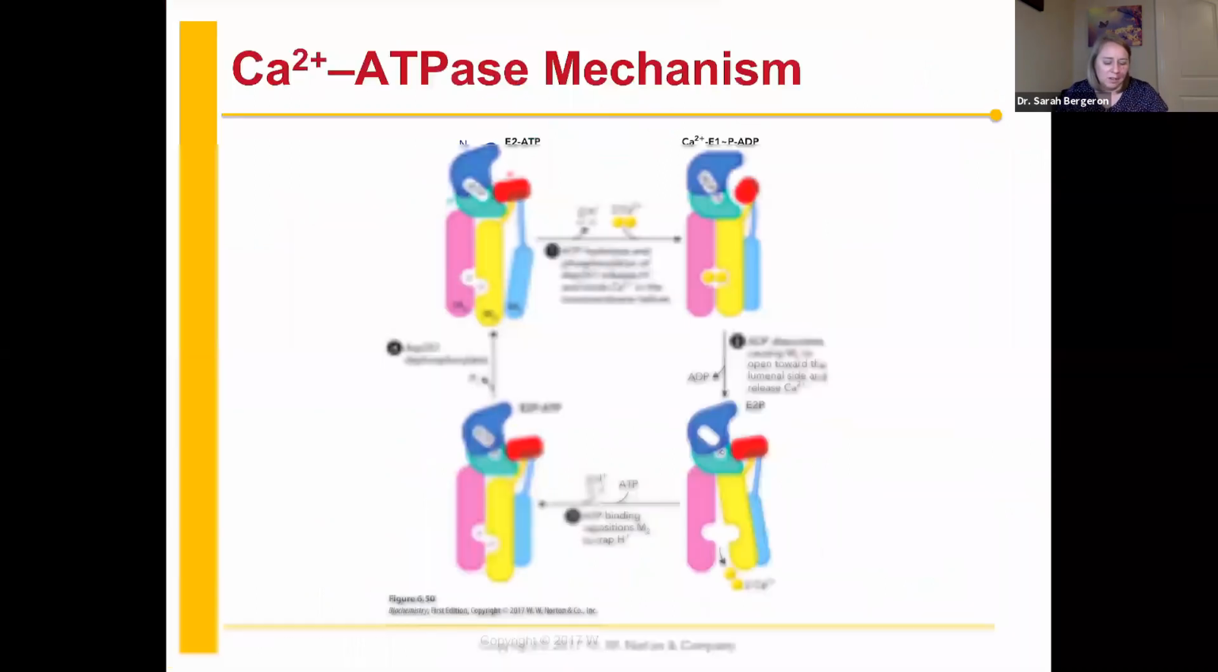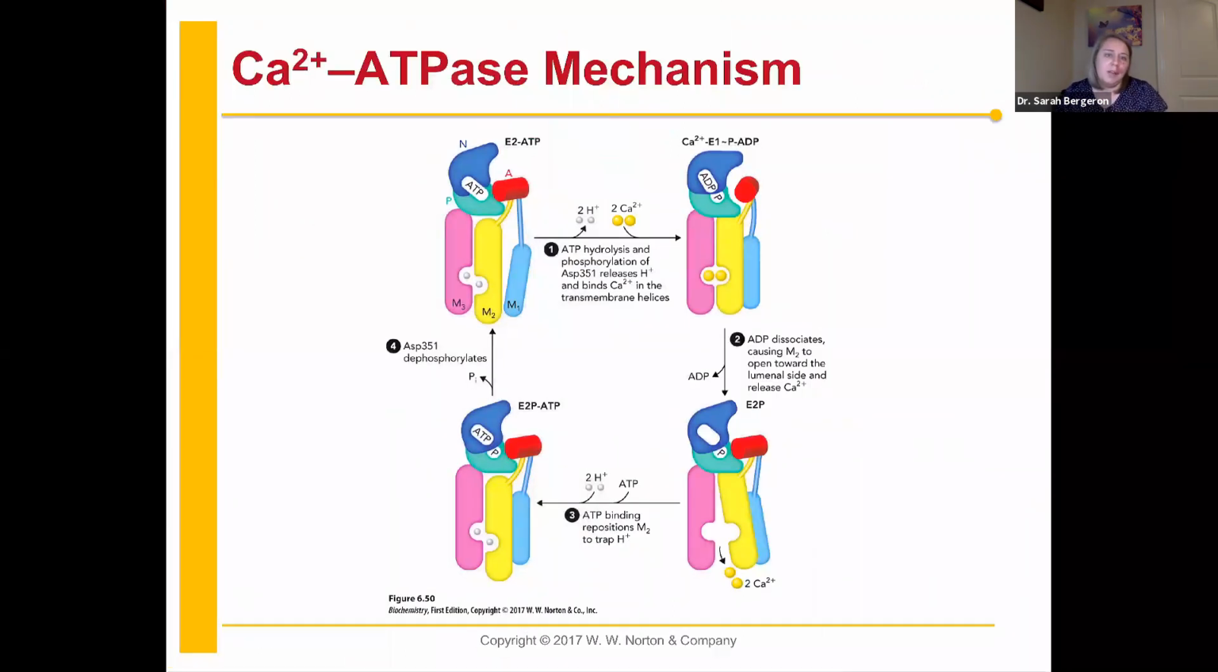That's a lot. All right, here's another example of a P-type transporter. This is called the SERCA, S-E-R-C-A. So it's the sarcoplasmic endoplasmic reticulum calcium ATPase. If you can remember that one.